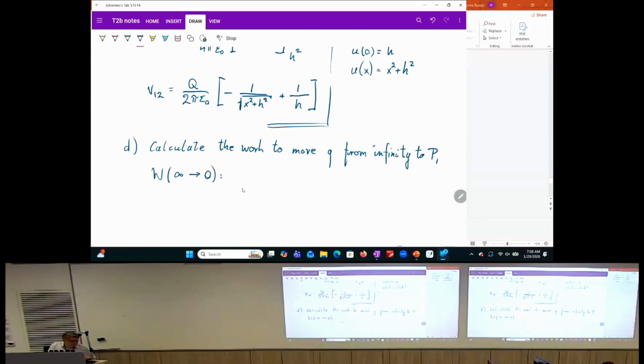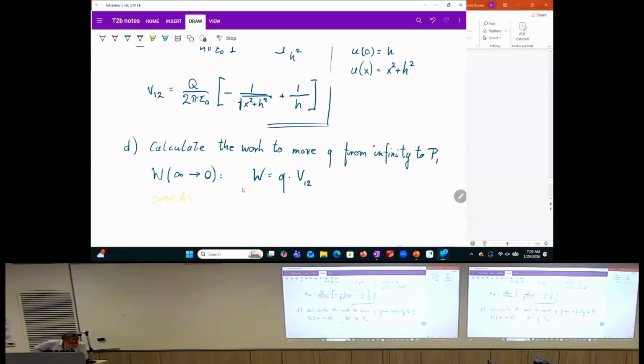Well, we can make use of the voltage that we have computed, because the work is the charge times voltage. Now we just have to select the right point because we have given the voltage. So we know the voltage is here for an arbitrary point on the x-axis, at the point 2, and 1 is the origin.